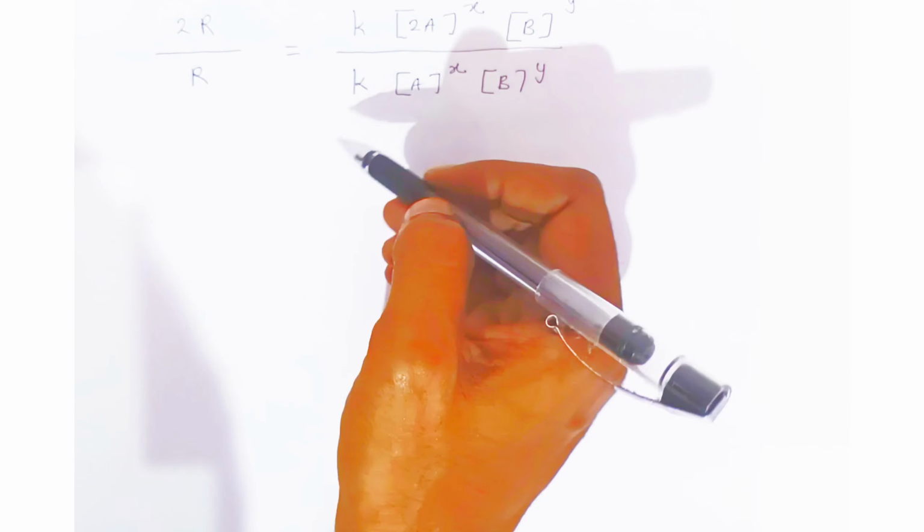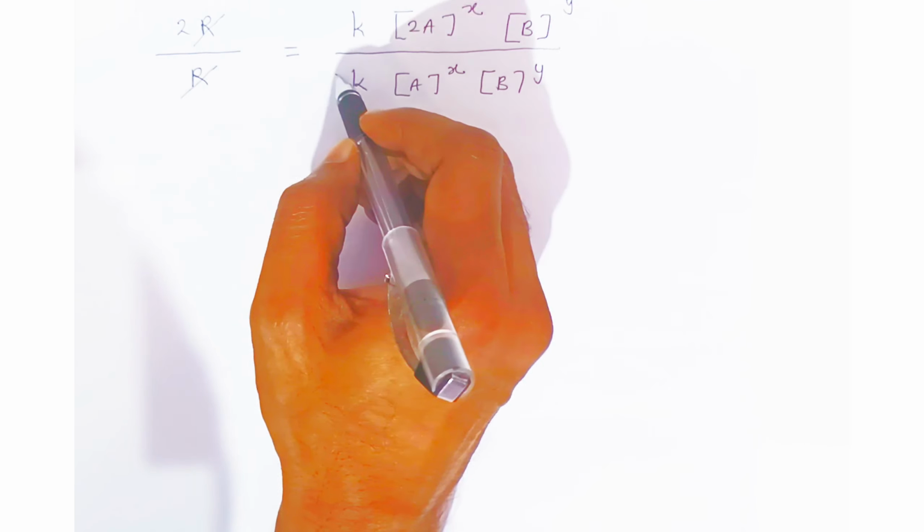You have to divide it by the first equation, that is K into concentration of A raised to X into concentration of B raised to Y. Okay students, this you have to divide. Which are the similar terms students? You can cancel them. So here R will cancel with R and K will cancel with K.